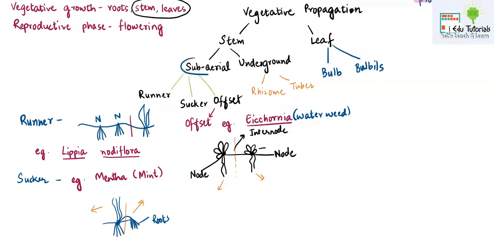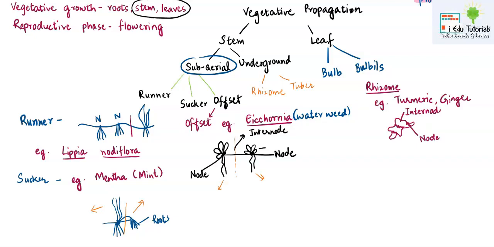So we have completed our sub-aerial stems which are used for vegetative propagation. Now let's start with rhizome. Rhizome examples are turmeric, which is known as haldi in Hindi. Ginger also comes into this category. You might have seen that ginger has various lines on it, right? Such type of demarcations are there. So these demarcations are nodes only, and the area between two nodes is known as internode.